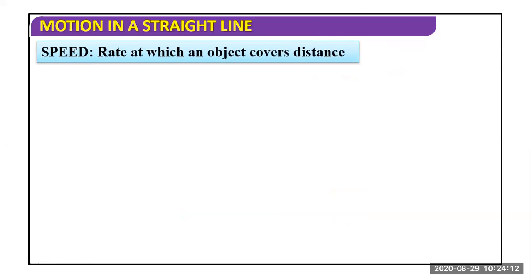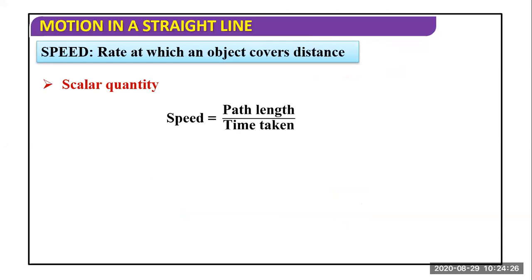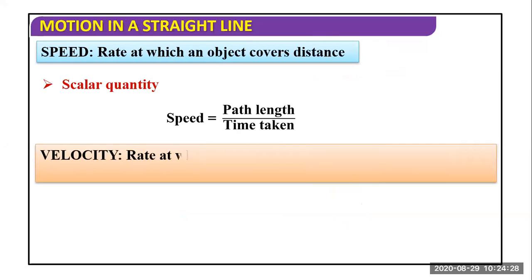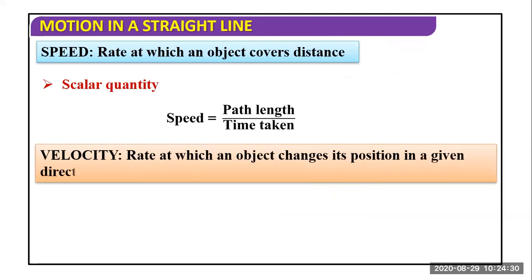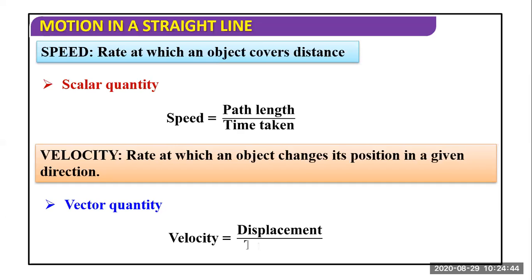So now we define speed. The rate at which an object covers distance is called speed. It is a scalar quantity, as you already know. It is path length divided by time taken. Velocity is the rate at which an object changes its position, that is, position in a given direction. It means displacement. So displacement per unit time is defined as velocity.